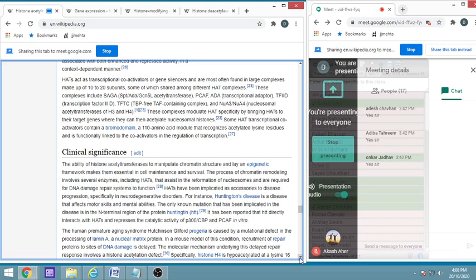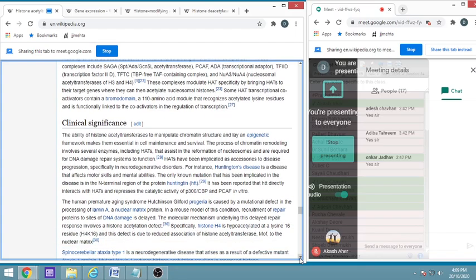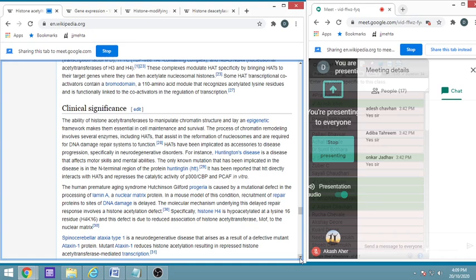The only known mutation implicated in this is in the protein huntingtin, and it is reported that it directly interacts with the HATs and represses the catalytic activity of these various subunits or subfamilies of HATs. Then another one is the human premature aging syndrome, that is progeria. If anybody remembers progeria, I'll be happy.